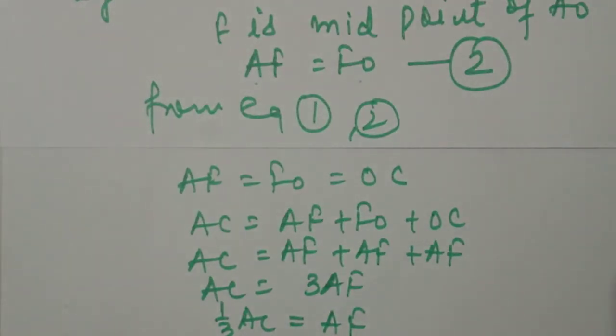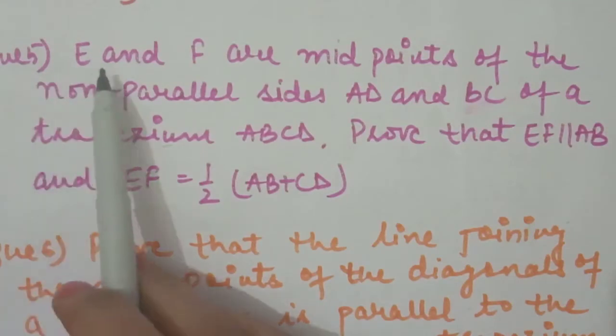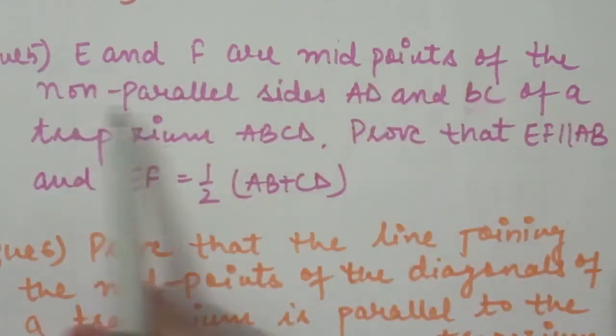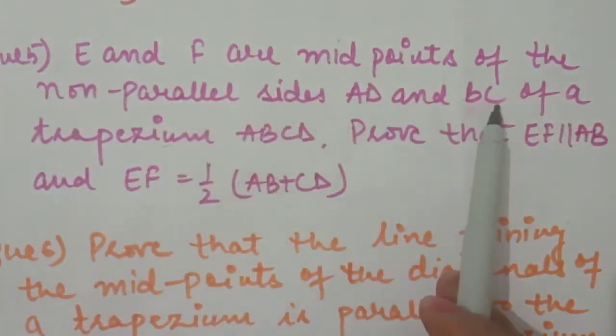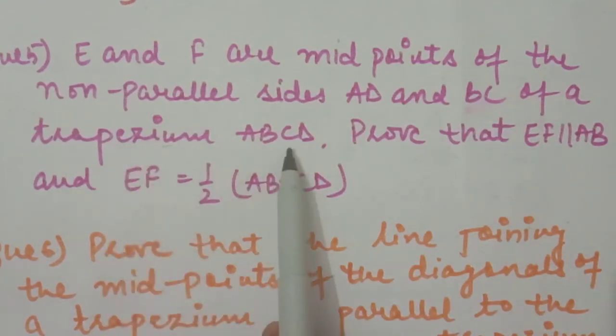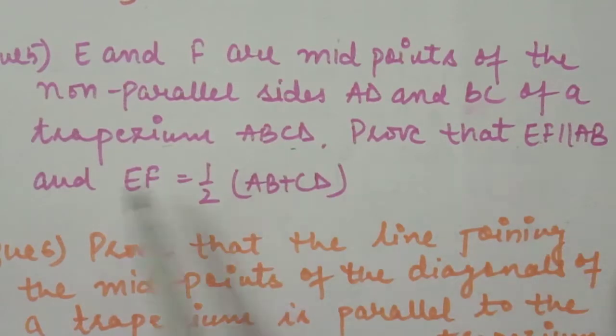Now question number 5. Question number 5 was: E and F are the midpoints of the non-parallel sides AD and BC of a trapezium ABCD. Prove that EF is parallel to AB and EF is equal to half of AB plus CD.